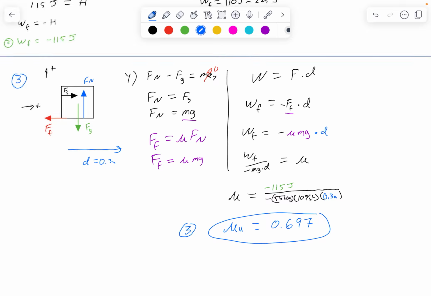So lots of good concepts in there. We can use forces, we can use energies, we can use combinations of the 2 along with conservation.